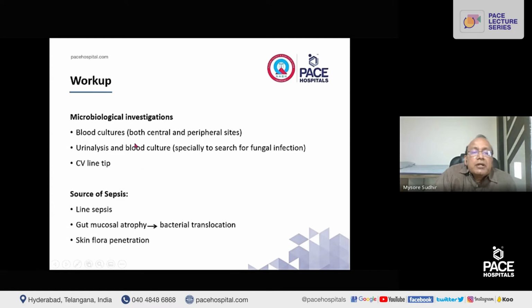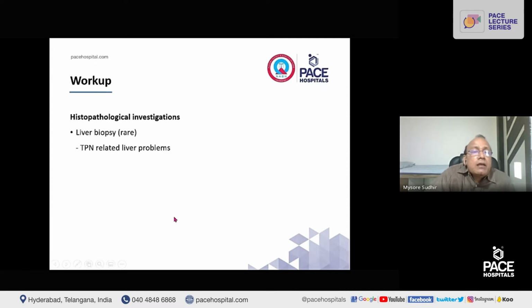Then microbiological tests: blood cultures have to be done from the central and the peripheral sites, urine analysis, blood culture, CV line tip culture, and then the sepsis, because the patient will be long term on these IV lines and CV line. So we look for the sepsis. Then gut mucosal atrophy, bacterial translocation, as I told you, both from the colon to the ileum and from the ileum or the remnant small intestine to the system. And then skin flora infection can also happen.